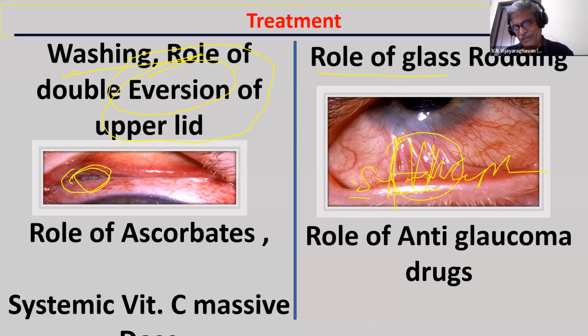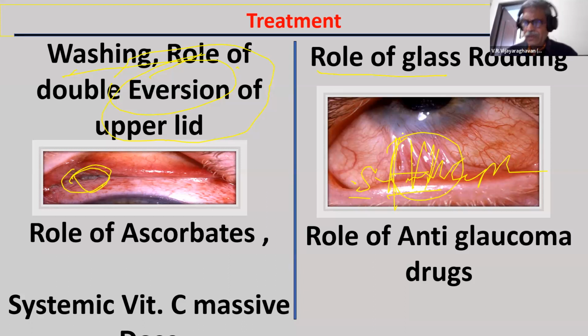Now for healing purposes, I have to give a massive dose of vitamin C, even 2 grams per day, to be given orally so that it can help in the healing process. That is called systemic vitamin C in massive dose. If ascorbic acid is available as a drop, that also can be tried, but it's not easy to get.